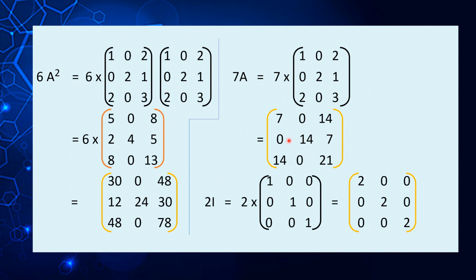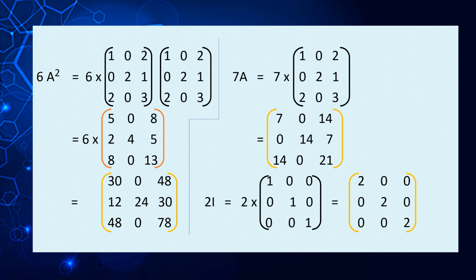Now we would find the value of 7A, that is equal to 7 into A, that is this one. 7, 0, 14, 0, 14, 7, 14, 0, 21. Now we will find the value of 2I, that is equal to 2 into 1, 0, 0, 0, 1, 0, 0, 0, 1. If you guys are wondering about the value of I, we already know that the value of I is equal to this. So I have just substituted the value of I even though it wasn't given in the question. That is equal to 2, 0, 0, 0, 2, 0, 0, 0, 2.